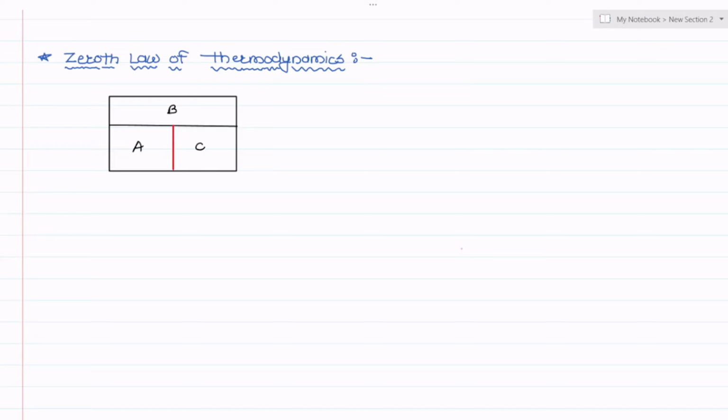So hello students, today we will study the zeroth law of thermodynamics. In this diagram, we can see that there are three systems, system A, system B and system C. Now A and C are separated by an adiabatic wall, which is red colored. Okay, we will draw it here. Adiabatic wall.